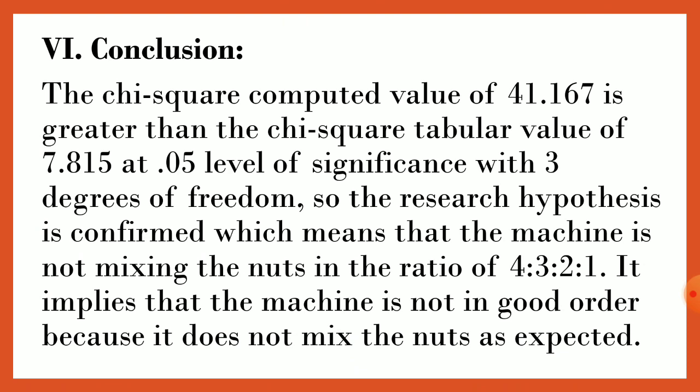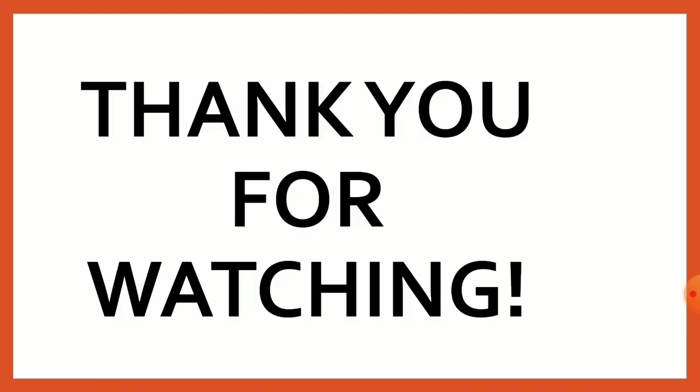So the research hypothesis is confirmed, which means that the machine is not mixing the nuts in the ratio of 4:3:2:1. It implies that the machine is not in good order because it does not mix the nuts as expected. That is chi-squared test of goodness of fit.